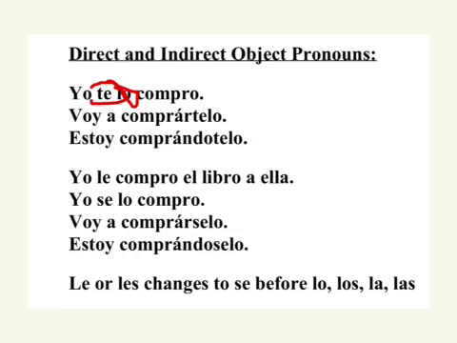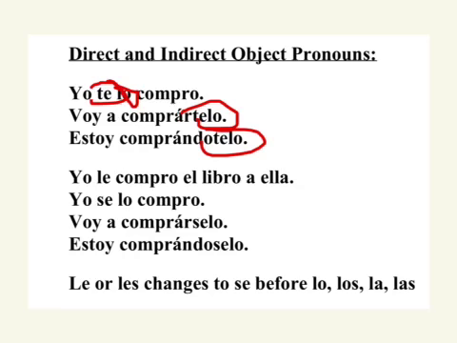So to use both pronouns in the same sentence, you place both pronouns before the conjugated verb, and the indirect object pronoun always comes first. You can also place both pronouns attached to the infinitive. Voy a comprártelo. Attach both of the pronouns to the infinitive. The indirect object pronoun always goes first. Or I can attach both pronouns to the end of the present participle, and I could say estoy comprándotelo. And again, the indirect object pronoun always comes first.